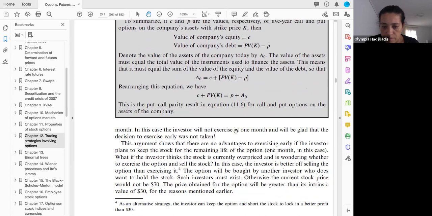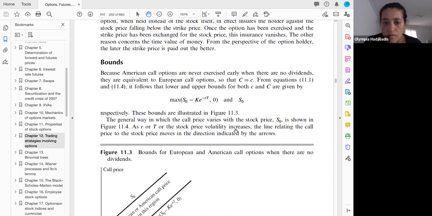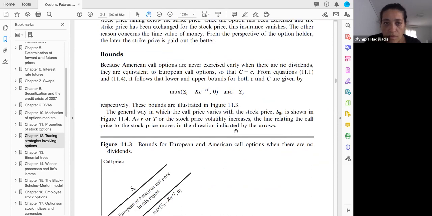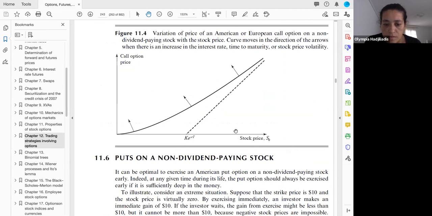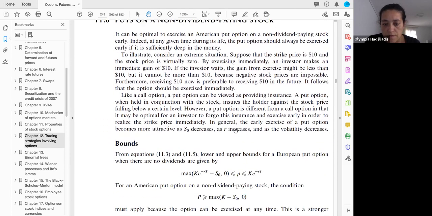So what we have: for a European put option, when there are no dividends, the price of a European put is bounded above by K e to the minus RT and bounded below by the maximum of K e to the minus RT minus S0 and 0. For an American put option on a non-dividend paying stock, the condition bounded below becomes that P is greater than or equal to P.